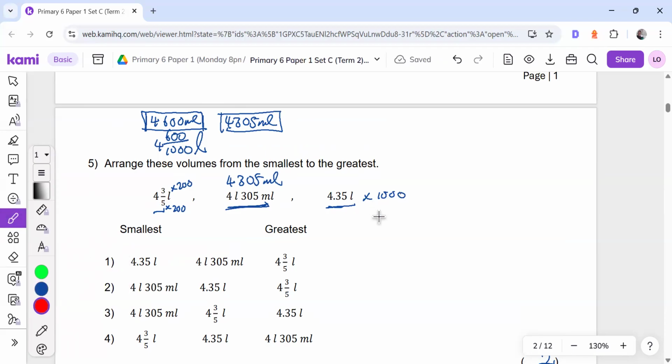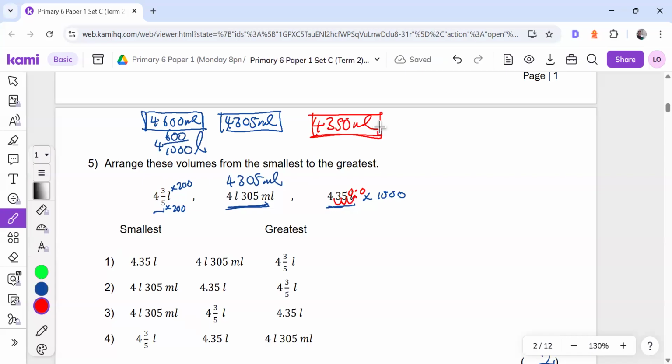Why do you multiply by 1,000? Because 1 liter is 1,000 ml. So you have 1, 2, and 3. So put the 0 in the basket, decimal point above the arrowhead, 0 behind. So you have 4,350 ml. So you have another whole number. So you make them into all whole numbers, then you can compare them to see which is the smallest.